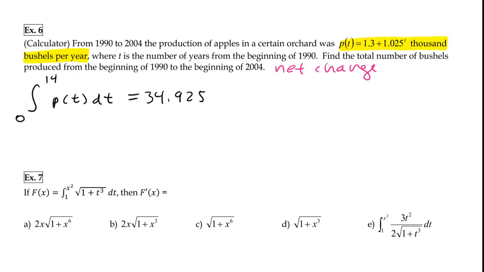Okay, what is wrong with our answer? Did you guys see it said thousands? So it's actually 34,925 bushels that we got.